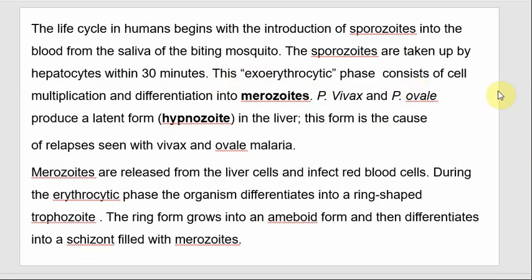Plasmodium vivax and Plasmodium ovale produce a latent form اللي يسموها hypnozoite in the liver. This form is the cause of relapses seen with vivax and ovale malaria. Merozoites are released from the liver cell and infect RBCs. During the erythrocytic phase, the organism differentiates into ring-shaped trophozoite. The ring form grows into an amoeboid form and then differentiates into a schizont filled with merozoites.